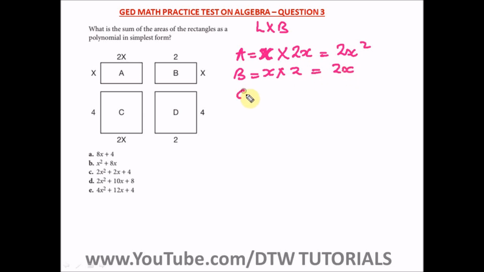2x. For rectangle C, we have 4 times 2x. What's 4 times 2x? That gives us 8x. 4 times 2 is 8. And remember, don't forget your x.